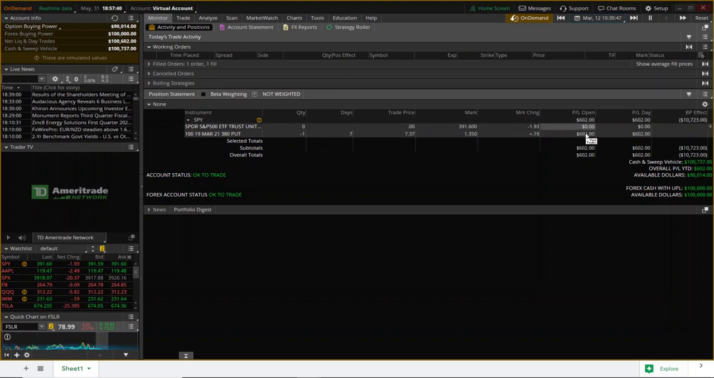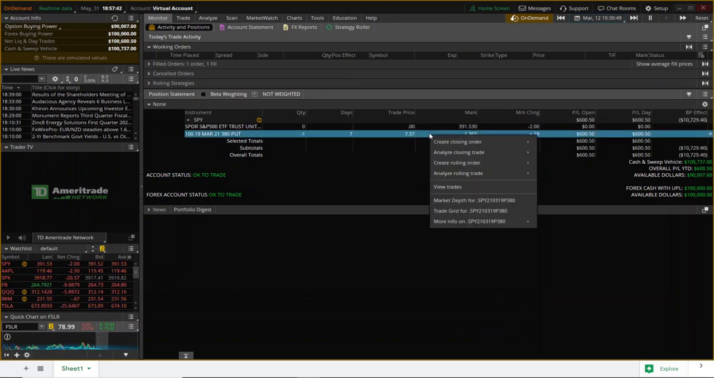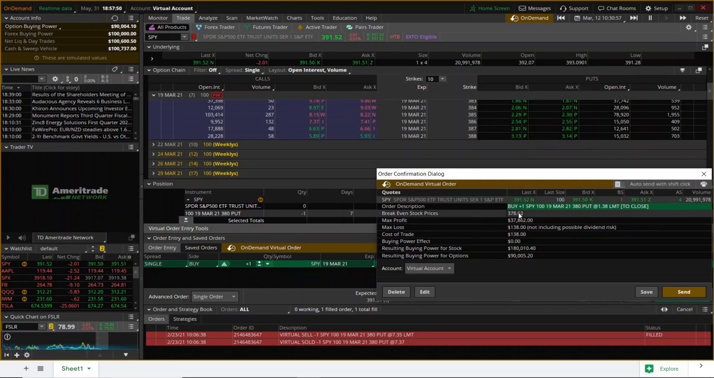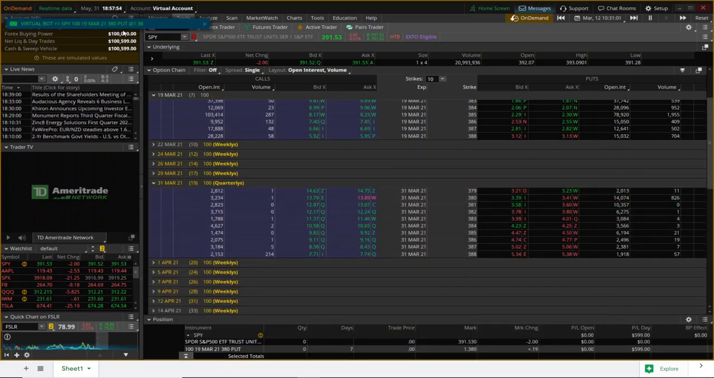It shows me that I have a profit and loss of $600. I'm going to create a closing order. I'm going to review. I'm going to close it for 1.37 debit. It's going to run through the confirmation screen for me. And my fake SPY position has closed for $1.38 debit.